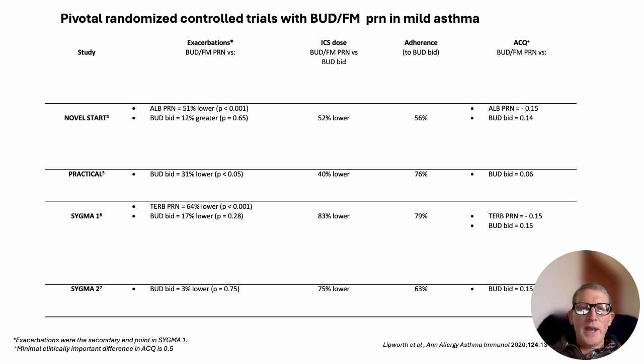In terms of asthma control as measured by the ACQ score, there were no differences or advantages of using budesonide formoterol compared to using albuterol or terbutaline alone. So we're seeing a reduction in exacerbations but not asthma control, and that's simply because these patients didn't have high ACQ scores to start with, so there was no signal to work on there.